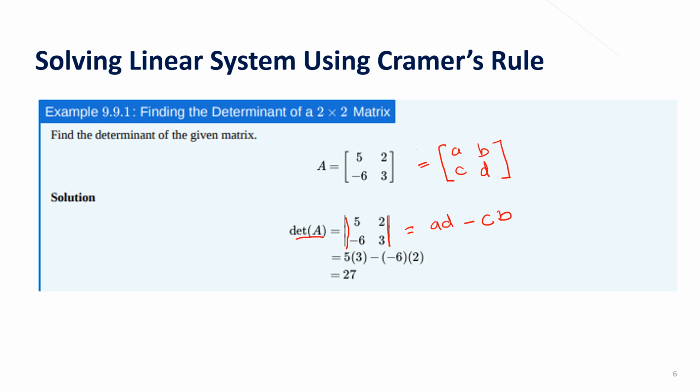So here we have A, which is 5, multiplied by D, which is 2, minus C, which is -6, multiplied by B, which is 3. So you have this one, which is 10, and then minus and minus becomes plus, so it will be 10 plus 18, so you get 28.